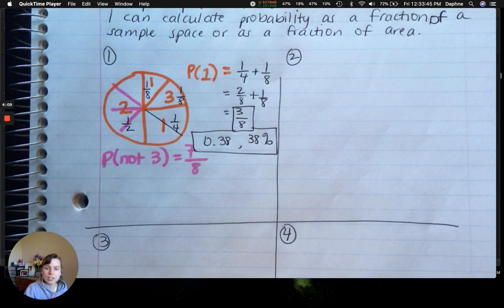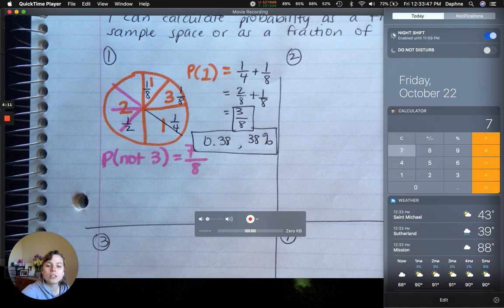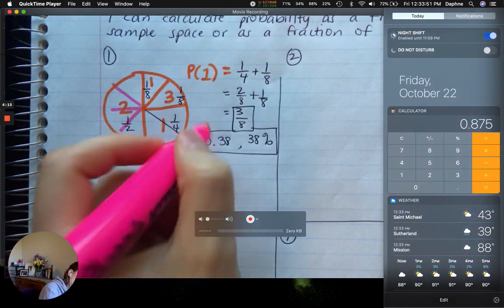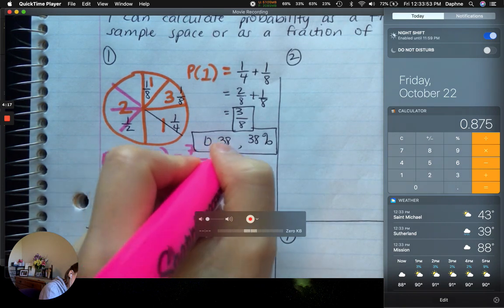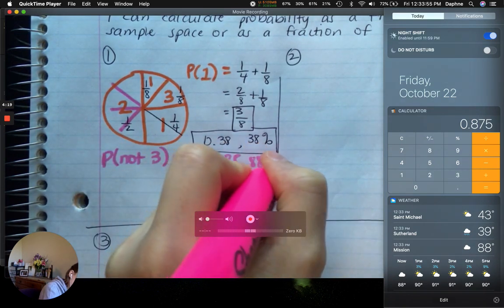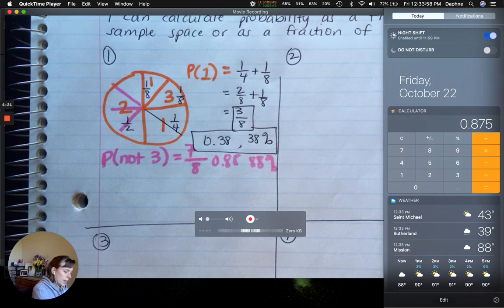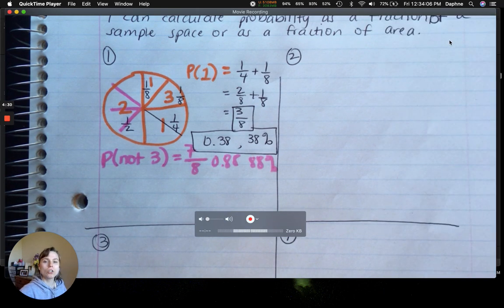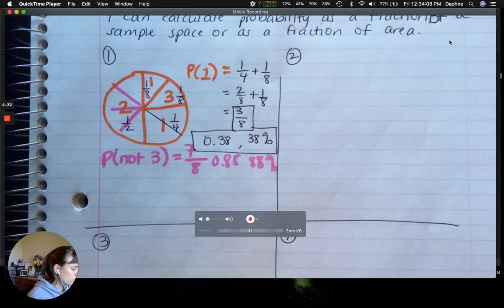So 7/8 it is, and 7/8 is 0.88 or 88%. Okay, that's it. Number 1, done. Woohoo! Awesome. Okay, on to example 2.